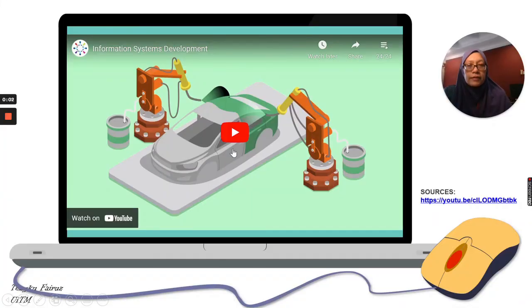Okay, so next I show you this video that I took from YouTube. You can also refer to the YouTube video link that I put here later if you want to see the video again. This is related to the system development life cycle also. They give you the overall picture of the system development life cycle. So let's look at the video.